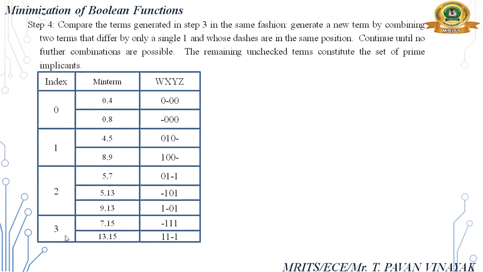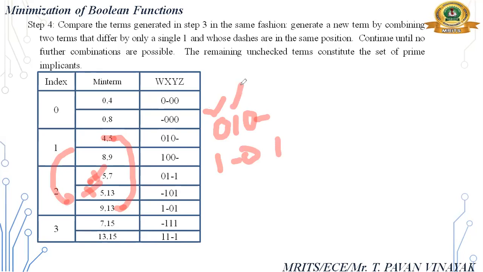Now check 1 with 2. You have to check these two. 4, 5 is compared with 9 and 13 only because 5 is available here. So we need not check these two. Come directly to 4, 5, 9, 13. 4, 5 value is 0, 1, 0 dash. 13 value is 1 dash 0, 1. Here we get two differences, so we do not include that one also.